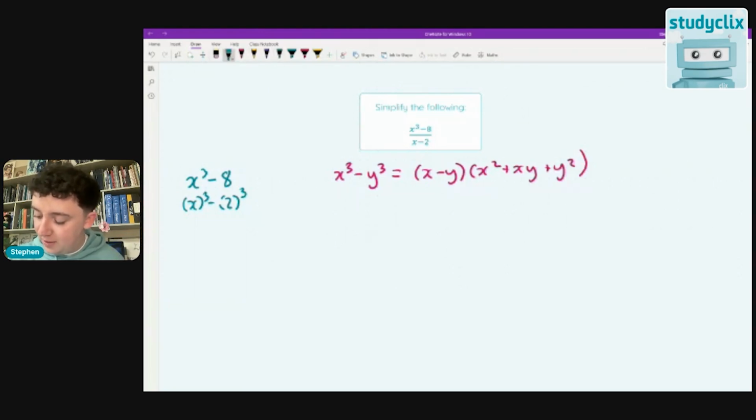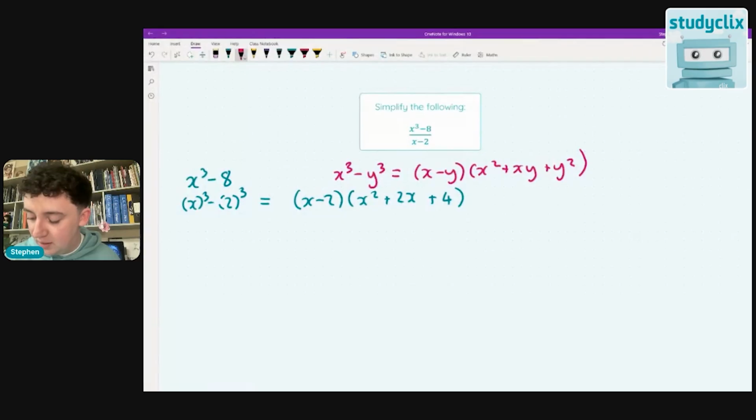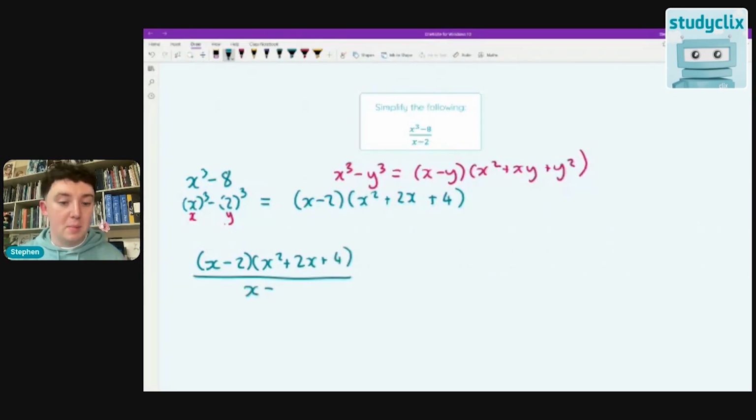So let's fire this into our formula to give me x minus 2 multiplied by x squared, which is x squared plus xy. So 2 by x gives me 2x, and plus y squared, the y here is 2, so 2 squared is 4. So hopefully you can see that I've filled in for x and y here, and that's the factorized version of that. Now what they want me to do is to take that x minus 2 times x squared plus 2x plus 4, and in the question they want us to divide that by x minus 2.